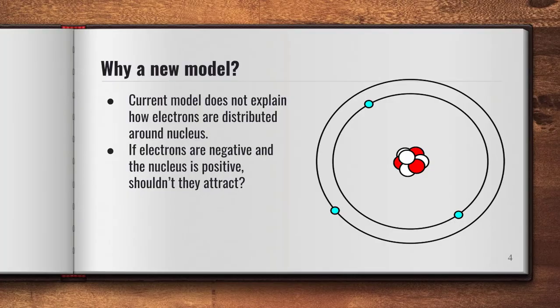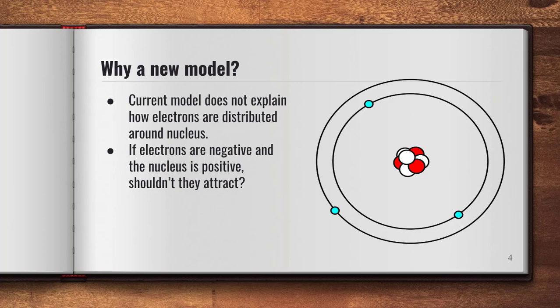So we need a new model. Well, why do we need that new model? The current model does not explain how electrons are distributed around the nucleus. So all we have right now are that these electrons are just in some random orbit around the nucleus, and that there are electrons that are closer to the center of the nucleus and then electrons that are further out in these set paths. Now, if electrons are negative and the nucleus is positive, shouldn't they attract?